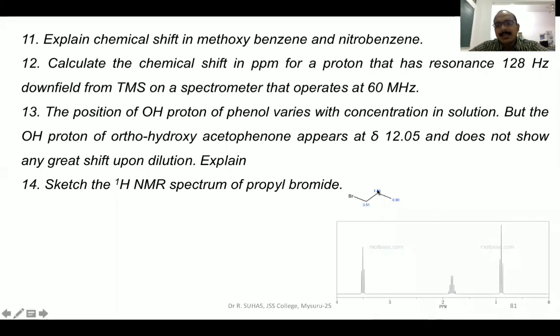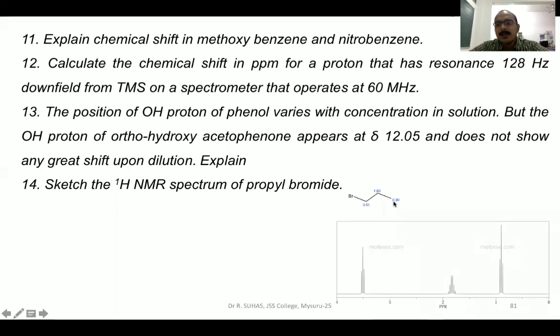For this CH3, the neighbor is CH2, 2 plus 1 is 3. That means you are going to get a triplet here. This is CH2, CH3: 3 plus 2 is 5, 5 plus 1 is 6. So for this, you are going to get a sextet, or you can say multiplet. For this, the neighbor is 2, 2 plus 1 is 3. Hence, you are going to get a triplet. So 2 triplets and 1 sextet.